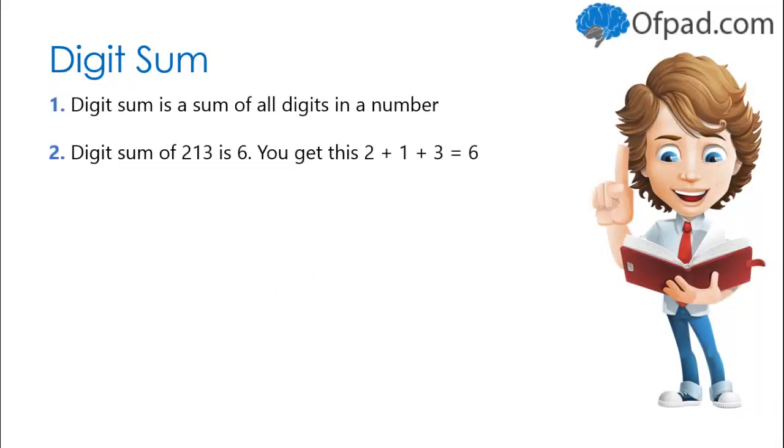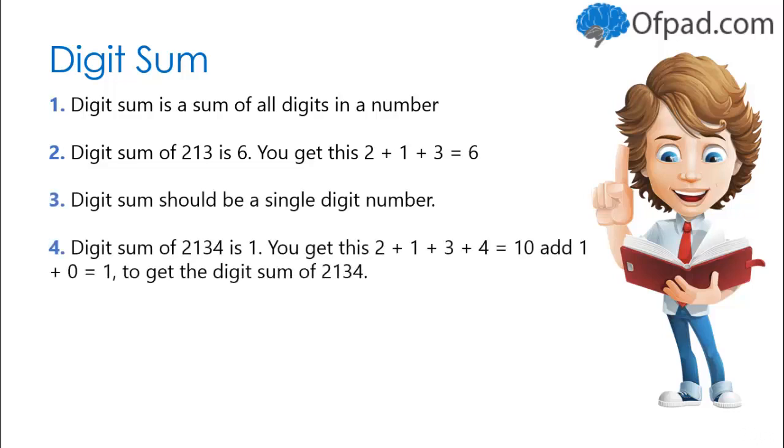For example, the digit sum of 213 is 6. You get this by adding 2 plus 1 plus 3, which gives 6. Digit sum should be a single digit number. For example, the digit sum of 2134 is 1. You get this by adding 2 plus 1 plus 3 plus 4, which gives 10. Since the digit sum is a single number, we also add 1 plus 0 to give 1. And 1 is the digit sum of 2134.